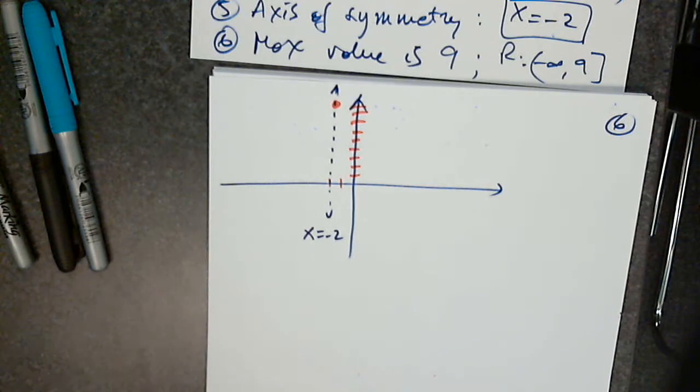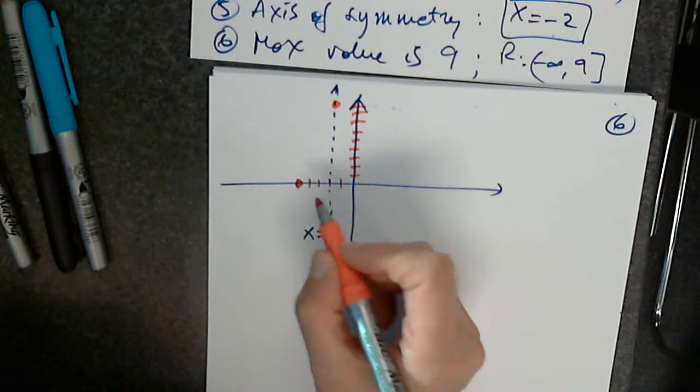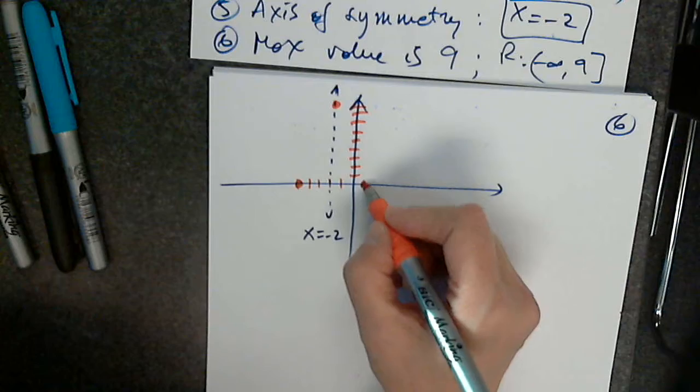The next step must be the x-intercepts. So I have negative 5, 0. That's 2, 3, 4, 5. Negative 5, 0, and 1, 0.